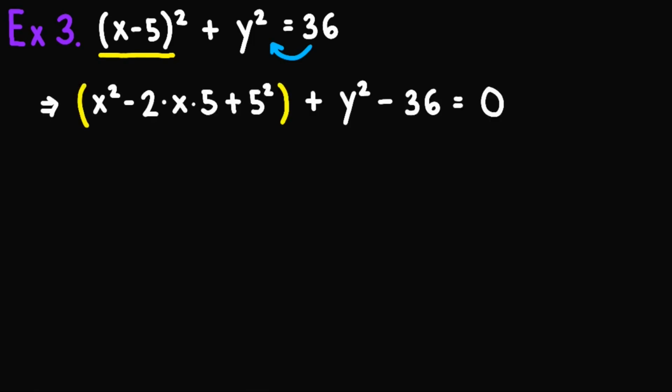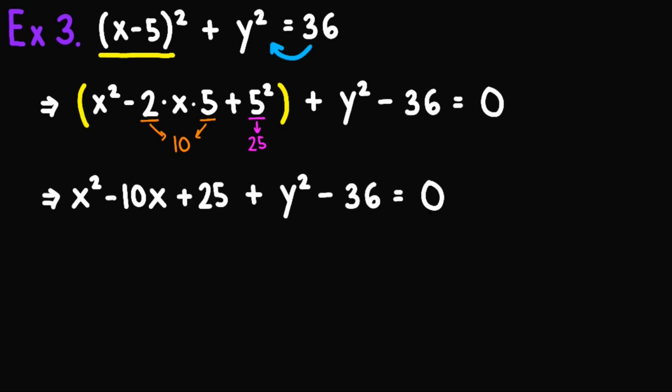So we'll have x squared minus 2 times their product, x times 5, plus 5 squared, plus y squared minus 36 equals 0. Simplifying this one, take note that 2 times 5 is equal to 10 and 5 squared is equal to 25. So this simplifies to x squared minus 10x plus 25 plus y squared minus 36 equals 0.